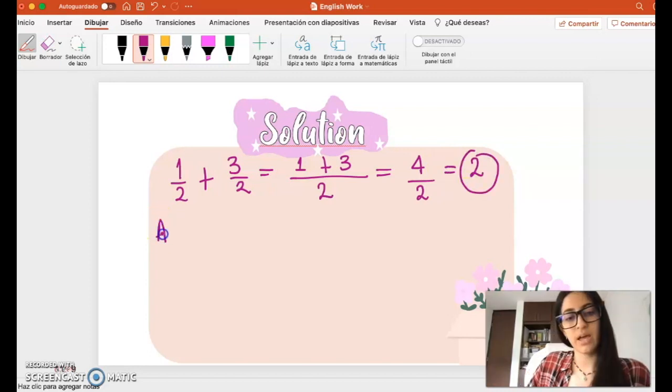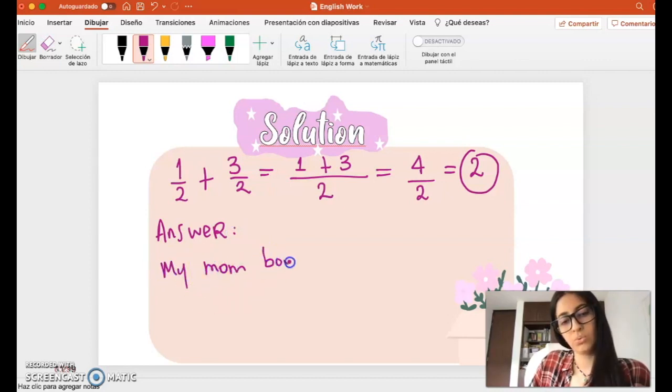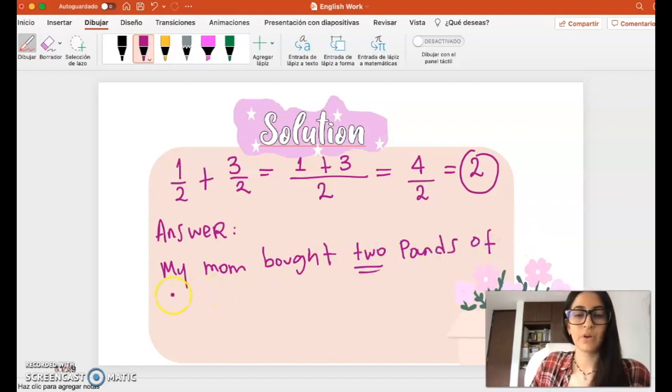We have to write the answer. So my mom bought 2 pounds of potato and onion.